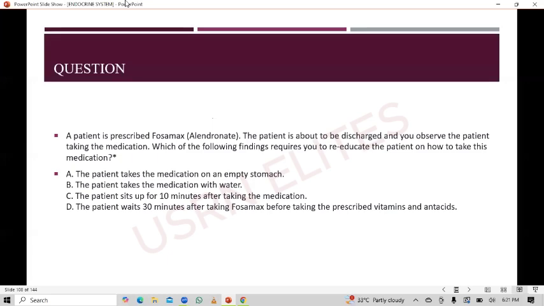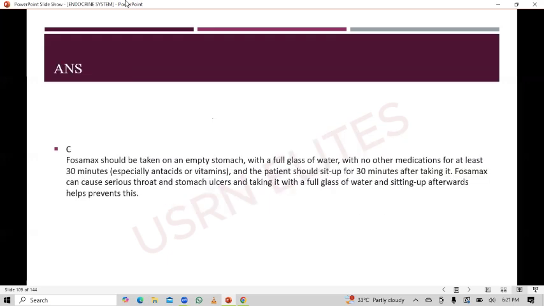A. The patient taking the medication on an empty stomach. C. Or it's C. At for 10 minutes. Okay. So the answer is C.